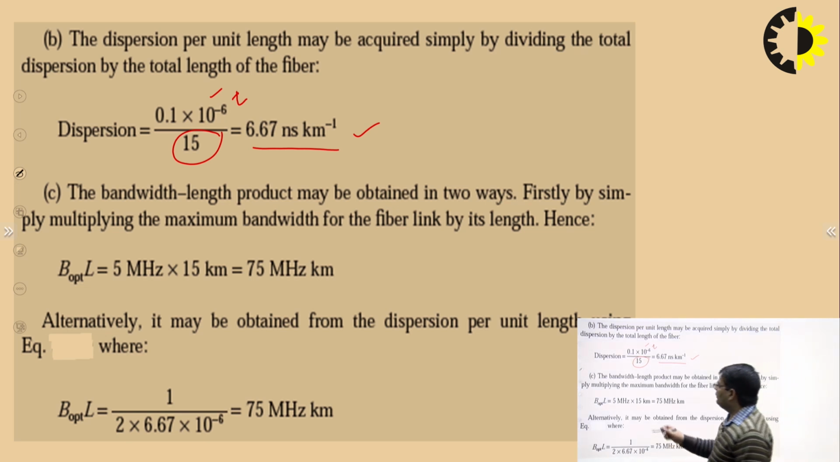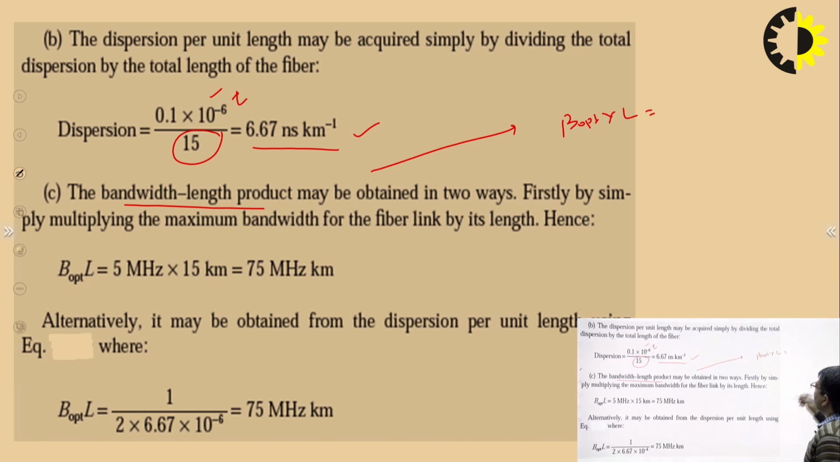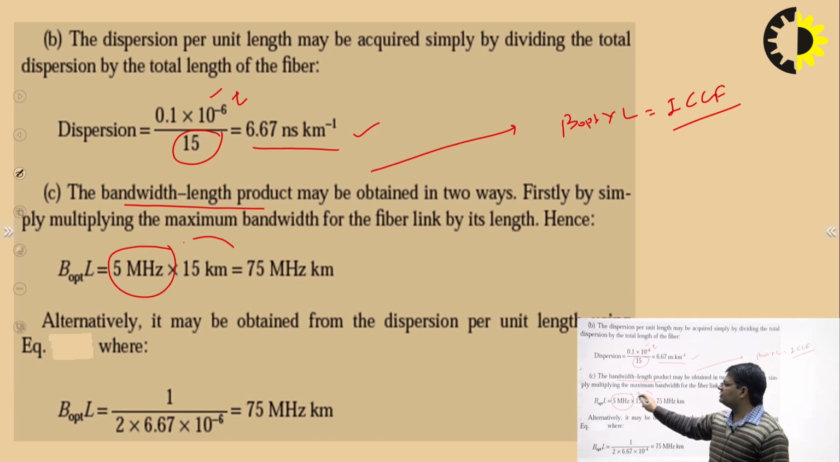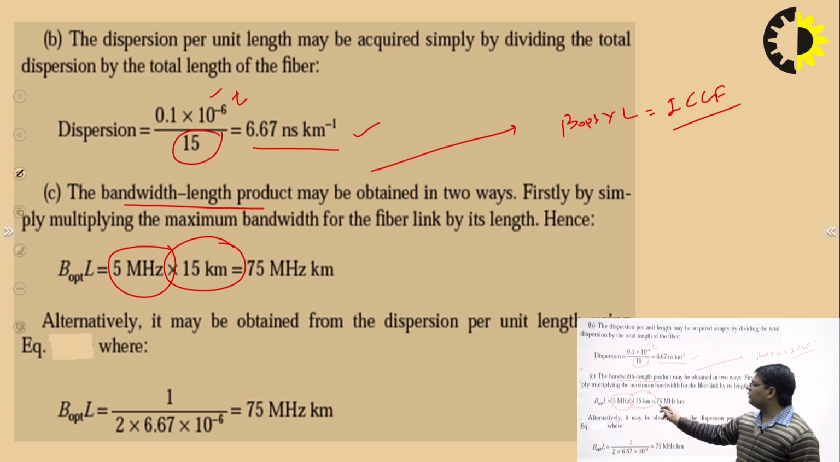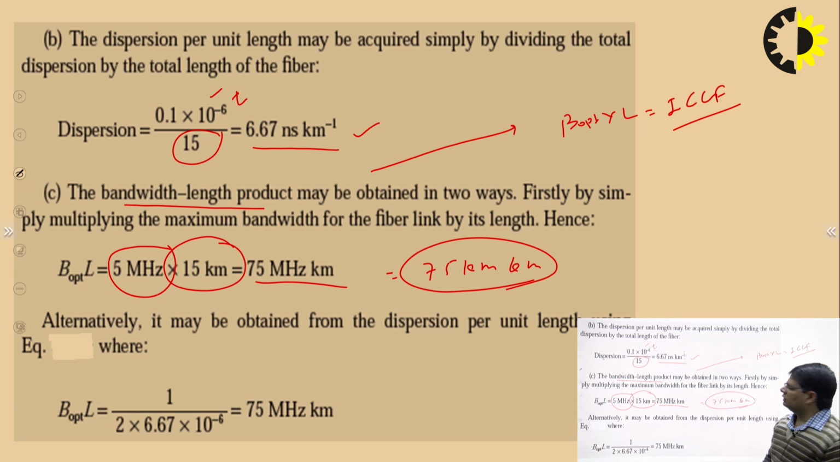Then we have to calculate the bandwidth into length product. We have studied that the bandwidth into length product of the fiber is known as the information carrying capacity of the fiber. The bandwidth is 5 megahertz and the length of the fiber is 15 kilometer. So the bandwidth into length product is 75 megahertz kilometer. So basically the information carrying capacity of this fiber is 75 megahertz kilometer.